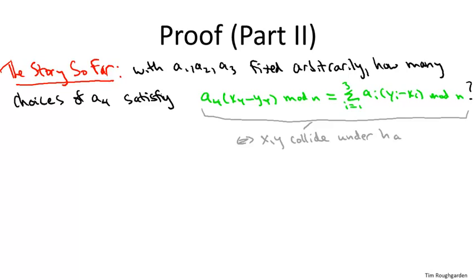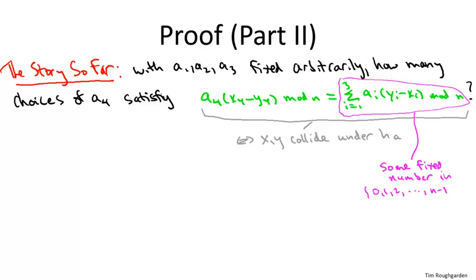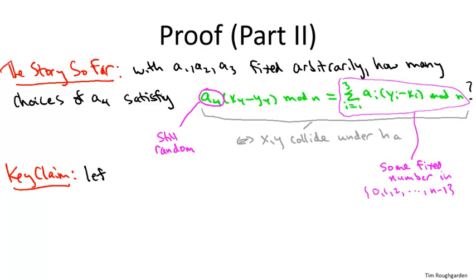By fixing A1, A2, and A3, the right-hand side of this equation is now just some fixed number between 0 and n minus 1. So maybe this is 773. Right? The xi's were fixed up front, the yi's were fixed up front. We fixed A1, A2, and A3 at the end of the last slide, and those are the only ones involved on the right-hand side. So this is 773. And over on the left-hand side, x4 is fixed, y4 is fixed, but a4 is still random. This is an integer equally likely to be any value between 0 and n minus 1.